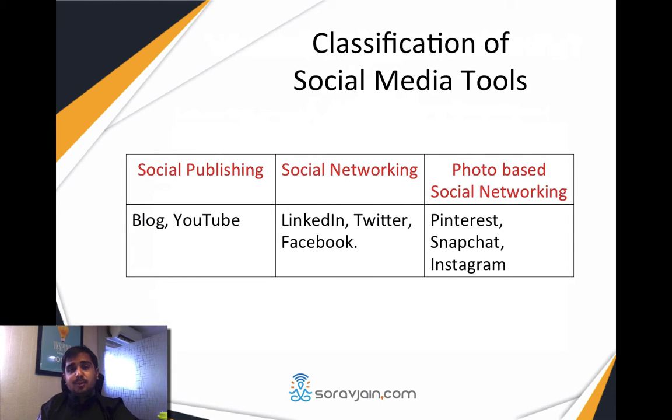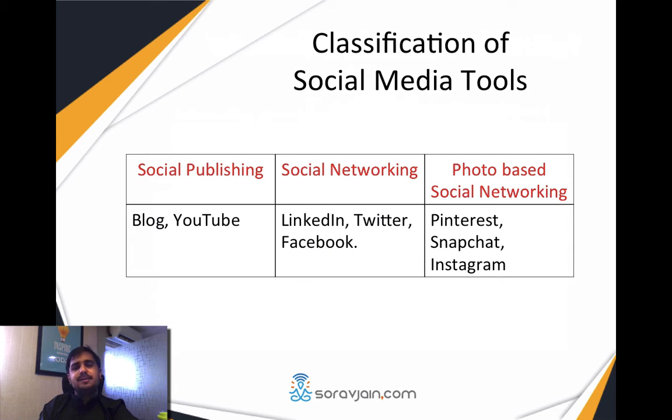Photo-based social networking is a new norm with the youth of the country. Across the world, we see a lot of people using Pinterest, Snapchat, Instagram. In India, Instagram is dominating when compared to Pinterest and Snapchat. Snapchat is quite a popular tool with the teens out here, whereas Instagram is slowly becoming popular with a mature audience. It's becoming popular with ladies out there.